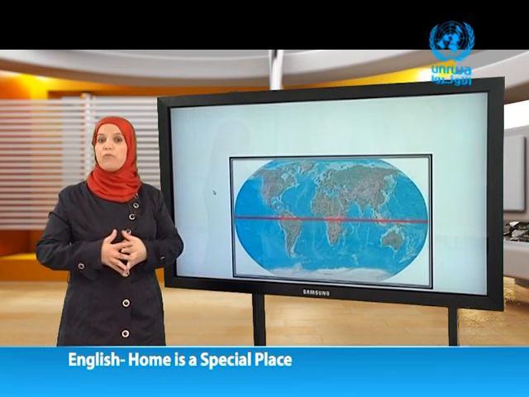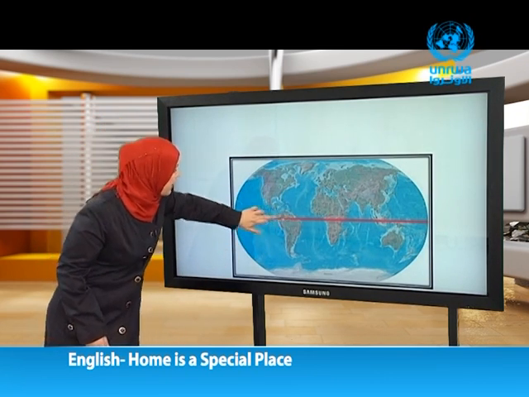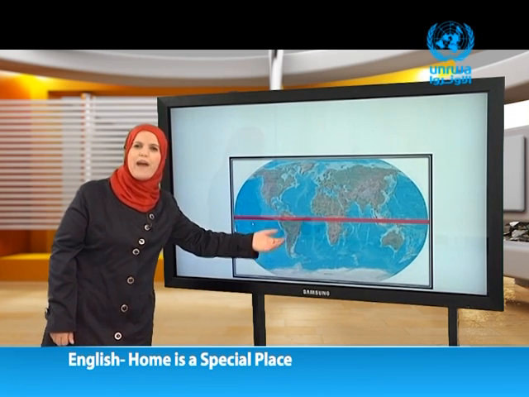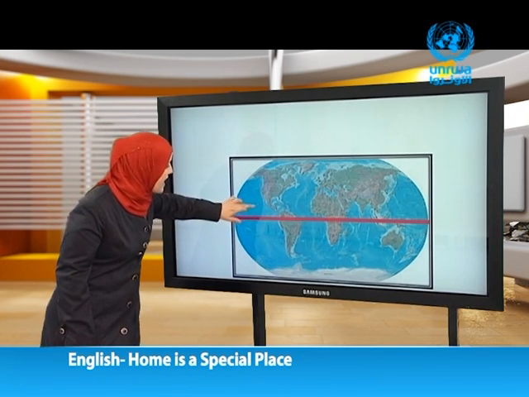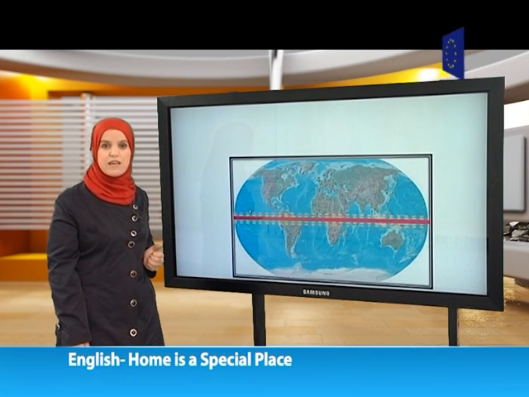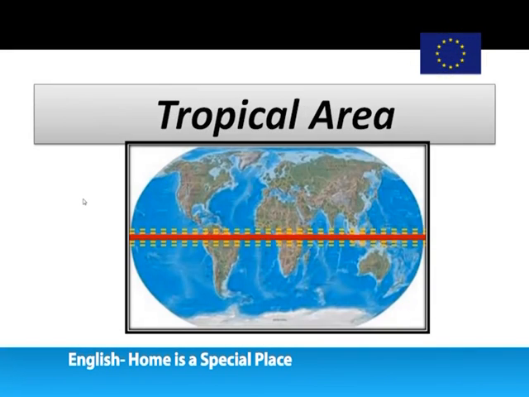This is the map of the world. Look at this red line. This is the equator. The land around the equator is called the tropical area. Listen, tropical area.